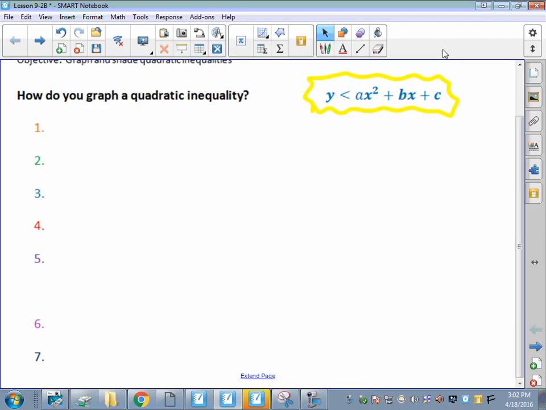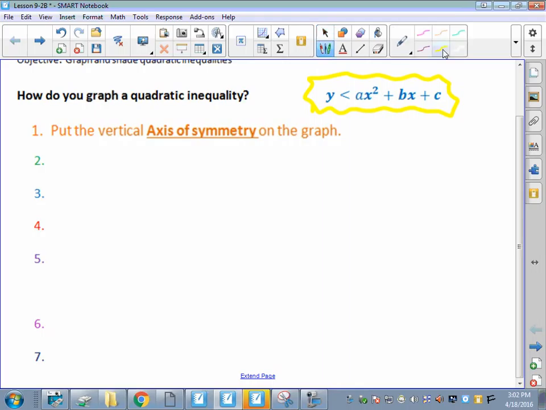So how do you graph a quadratic inequality? Well, you might be surprised that you start with the vertical axis of symmetry on the graph. And what was that equation for axis of symmetry? x equals, everybody's got that memorized, right? Negative b over 2a. Well, negative b over 2a is the same equation we used when it was just an equation, not an inequality, and the a and the b come from the same place.